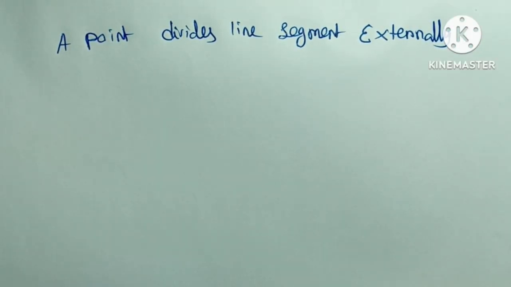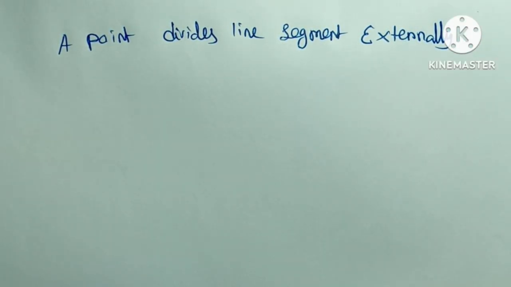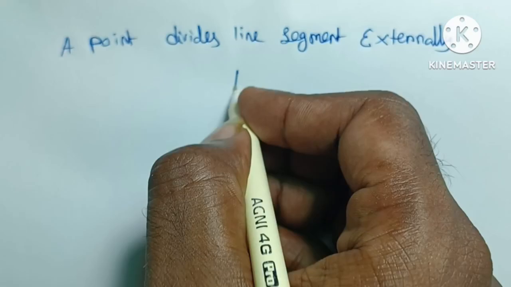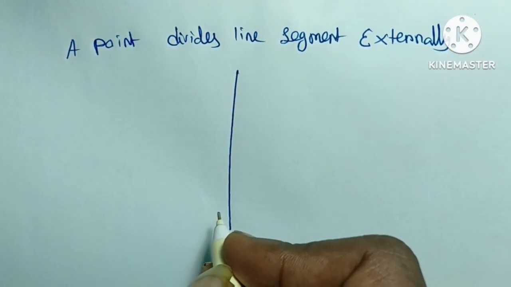In this video, I discuss when a point divides the line segment externally in a given ratio. So what is the concept? First, see the coordinate system.